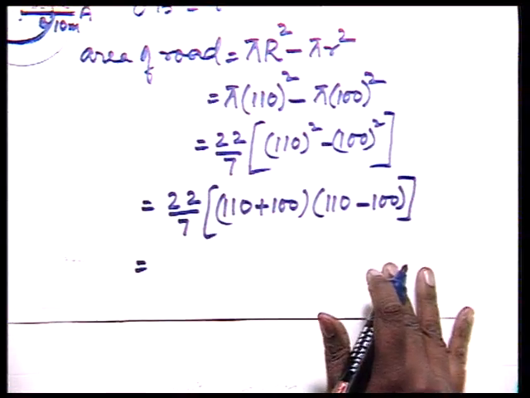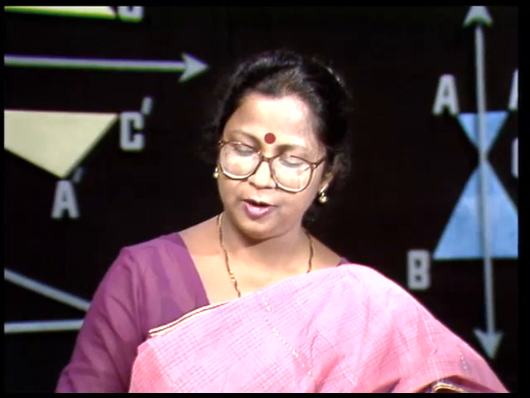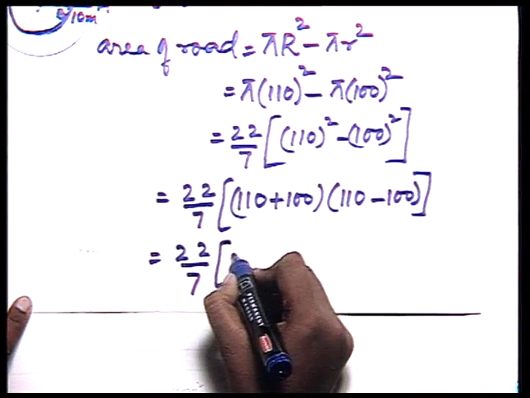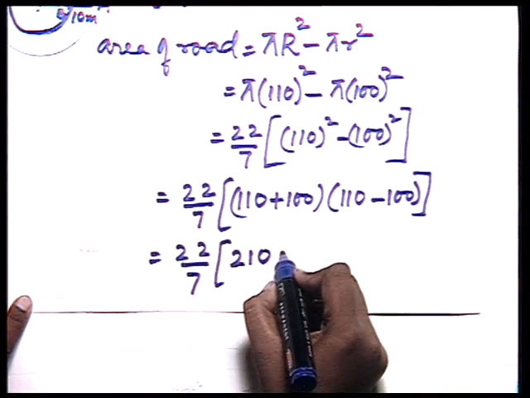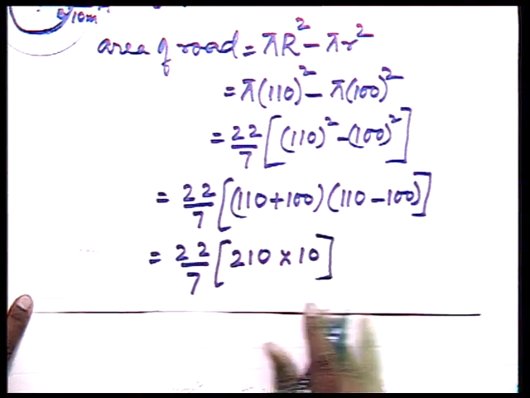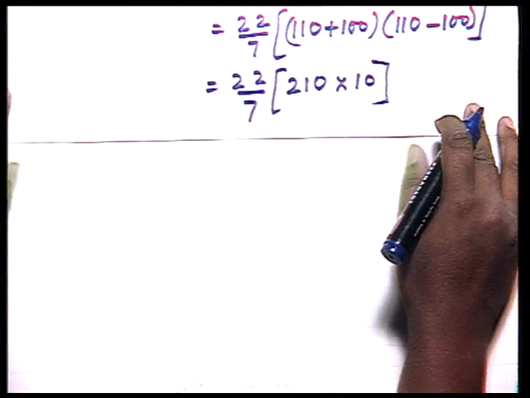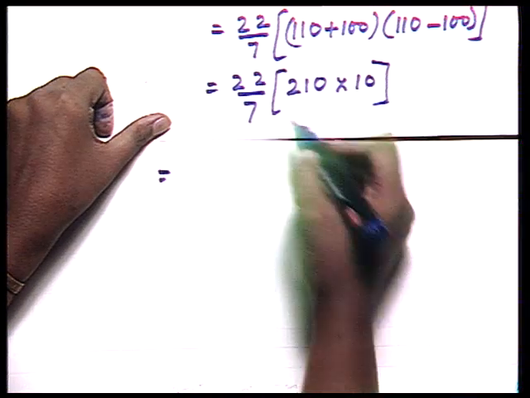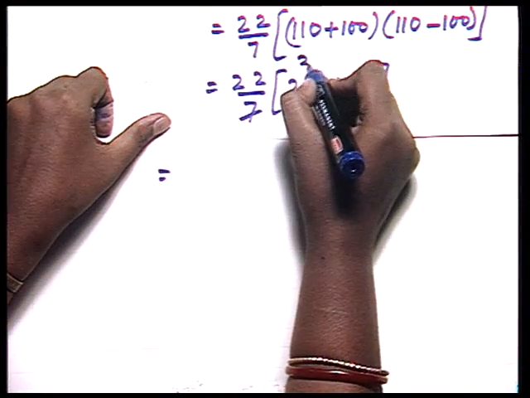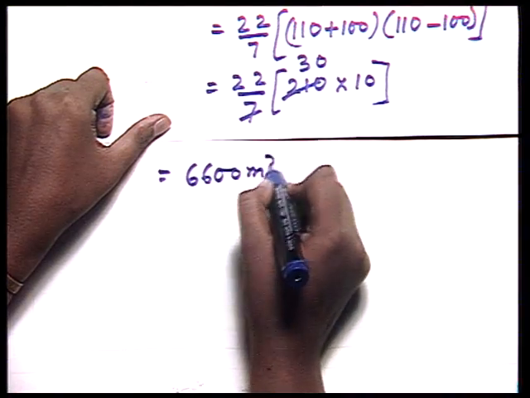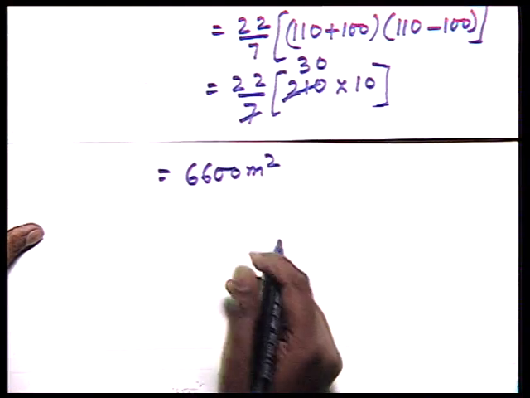This is equal to 22 over 7 multiplied by 110 plus 100, which is 210, multiplied by 110 minus 100, which is 10. Solving this, we get area of the road as equal to, this gets cancelled, 6600 meter square. So, this is the area of the road.